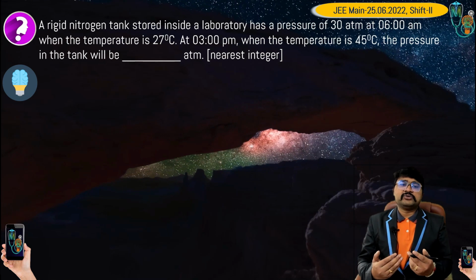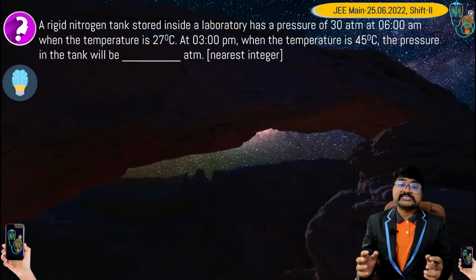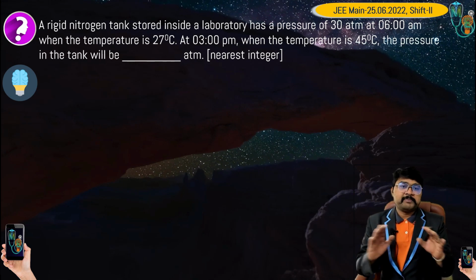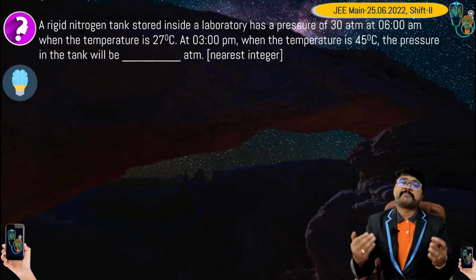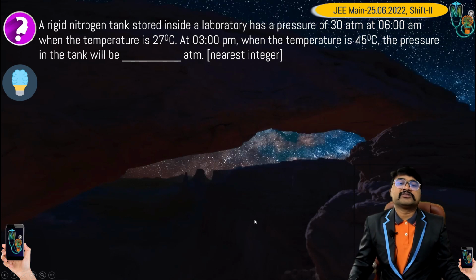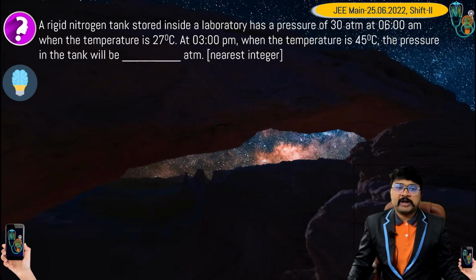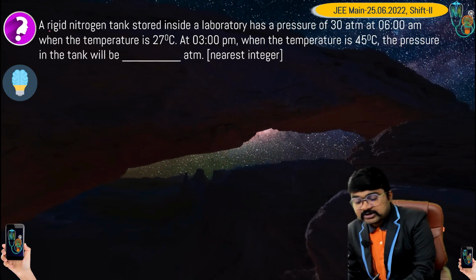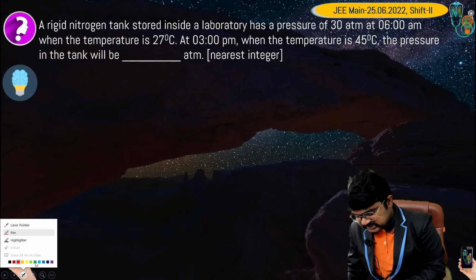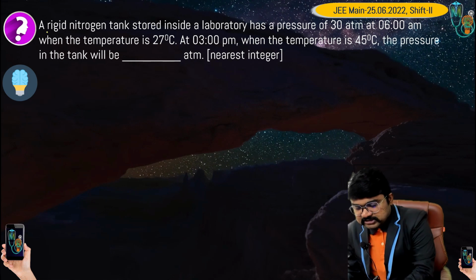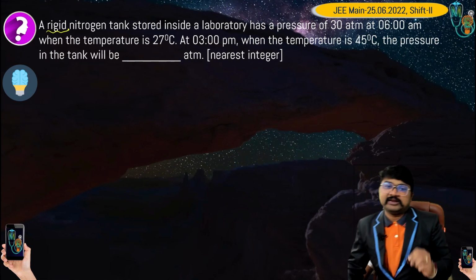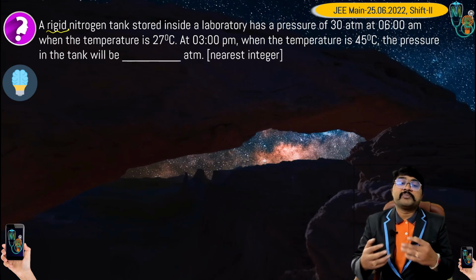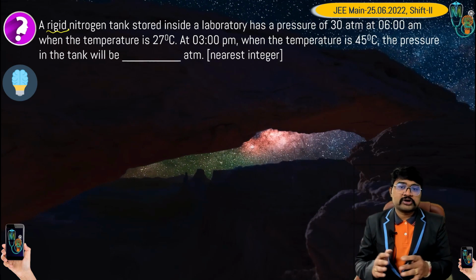First, try to read the question, understand the given data and write it down completely, then apply your fundamentals of thermodynamics to solve the problem. First, read the question carefully. A rigid nitrogen tank. The term rigid is given, that means volume is constant. Volume of the nitrogen tank is not changing.